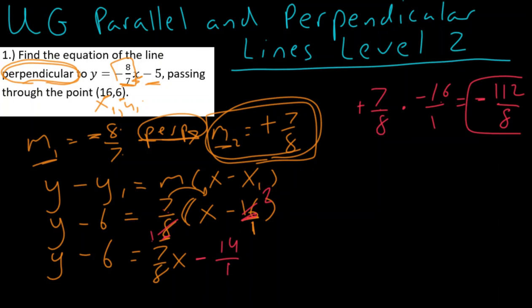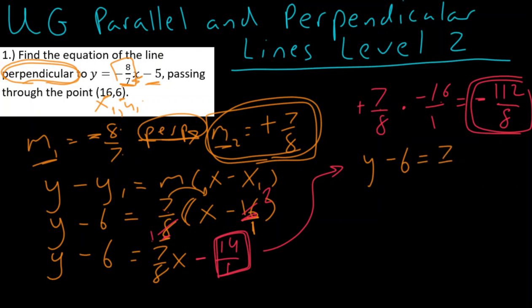And we could check and see, is 112 divided by 8 the same as saying 14? Let's see. 8 times 10 is 80, 8 times 4 is 32. Yeah, perfect. So negative 112 over 8 is the same as saying negative 14 over 1, which is the same as saying y minus 6 is equal to 7/8 x minus 14, which is really easy. In fact, all of these that have fractions should multiply to become whole numbers. Alright, that should help you out.